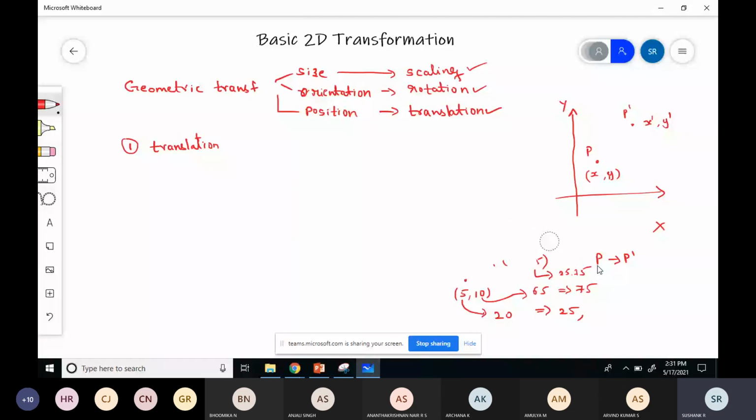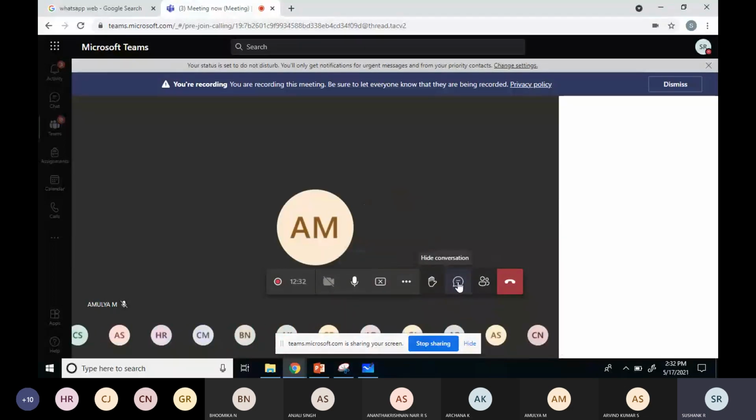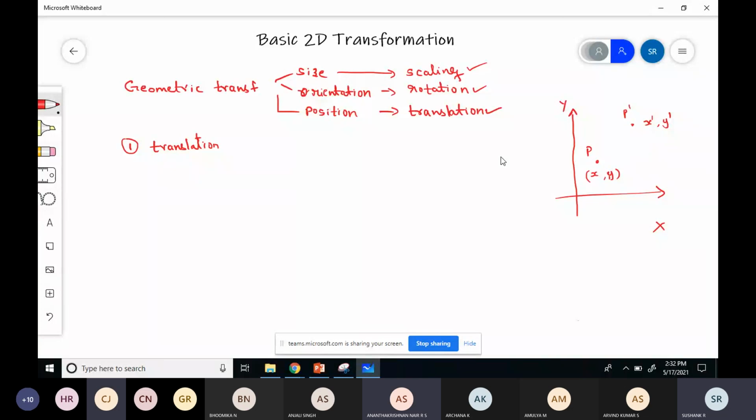Don't write it in the comment box, because I would have to keep switching. The first thing we are talking about is translation. Did you get this? What do you mean by translation? Yes or no? Yes, sir. Once more, sir, please. Can you explain once more?